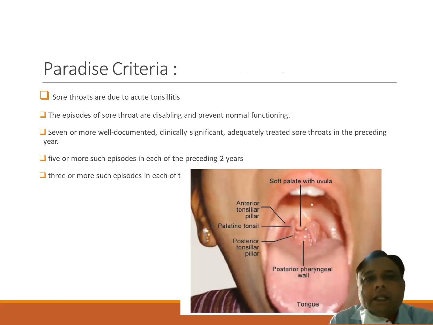This is the Paradise criteria. Sore throats are due to tonsillitis. The episodes of sore throat are disabling and prevent normal functioning. 7 or more well-documented, clinically significant, adequately treated sore throats in the preceding year. 5 or more such episodes in each of the preceding 2 years. 3 or more such episodes in each of the preceding 3 years.